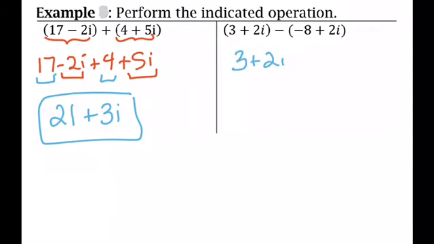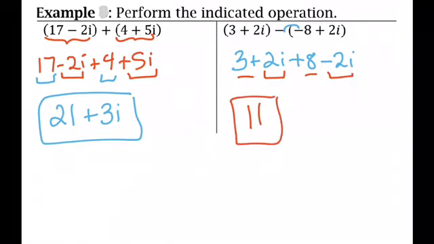So you should have done 3 plus 2i minus, and then you're going to have a negative, so that's going to be plus 8, and then minus 2i. So combining my like terms, my real number parts is going to be 11. My imaginary number parts, that's going to be 0. So the answer to this one is just 11.